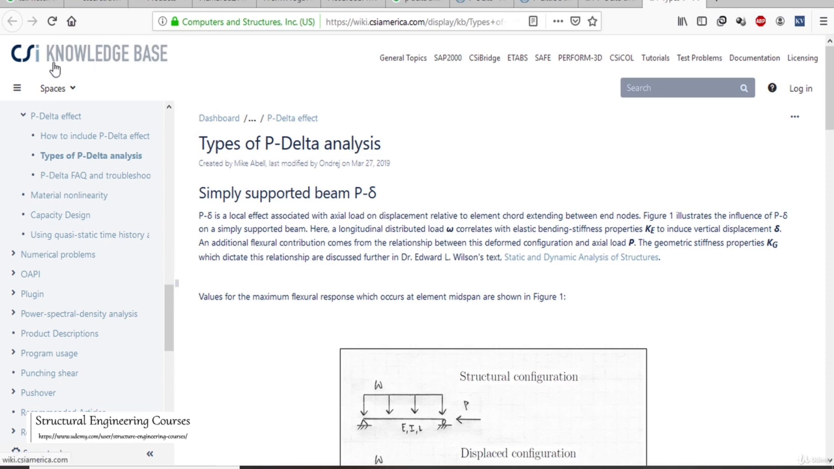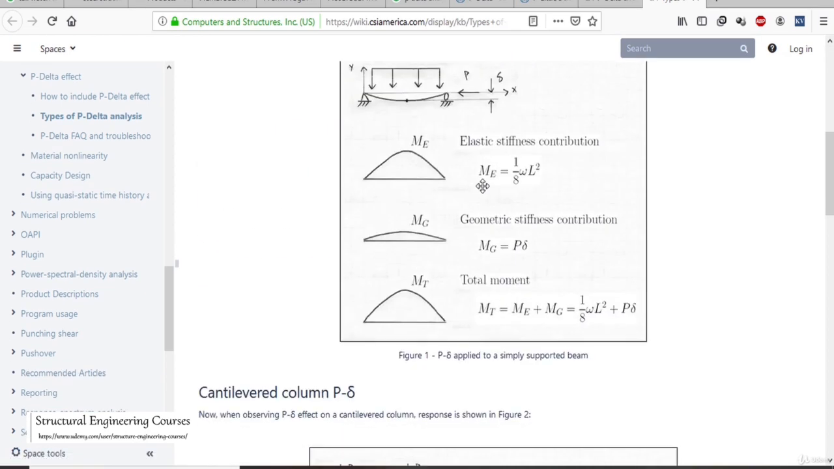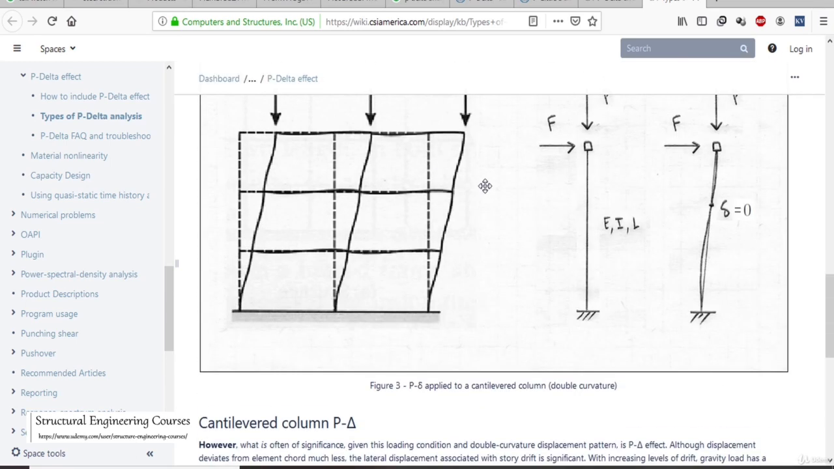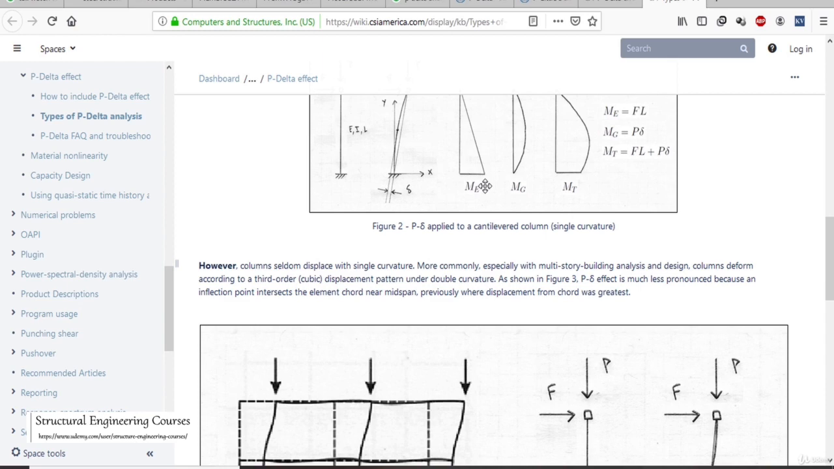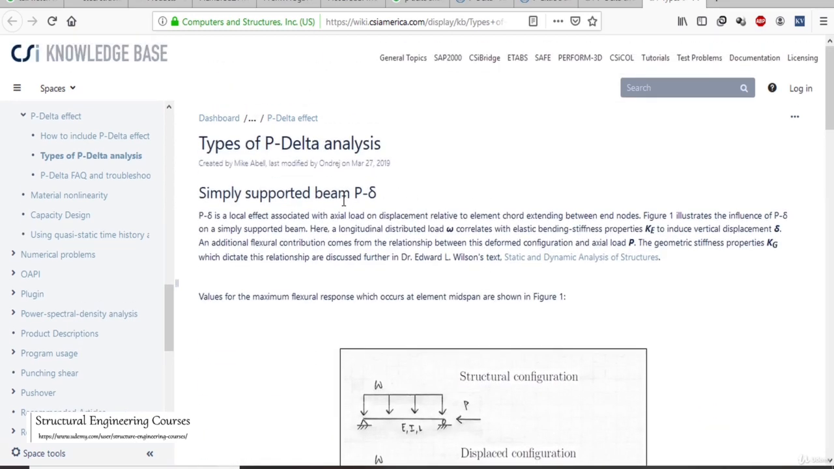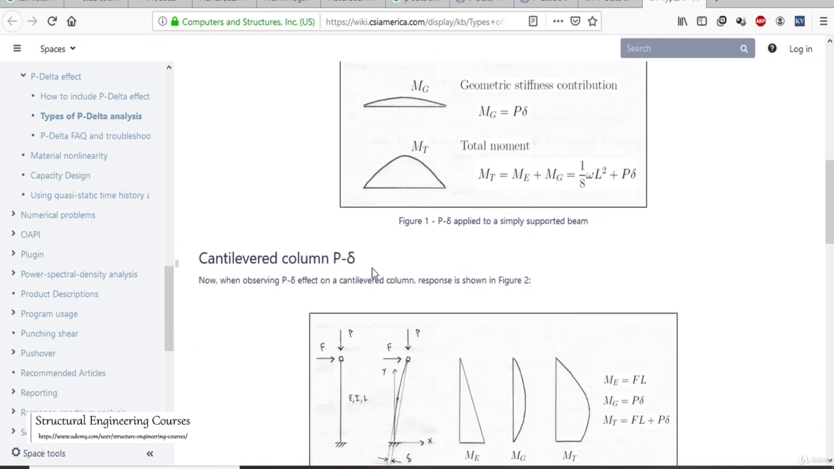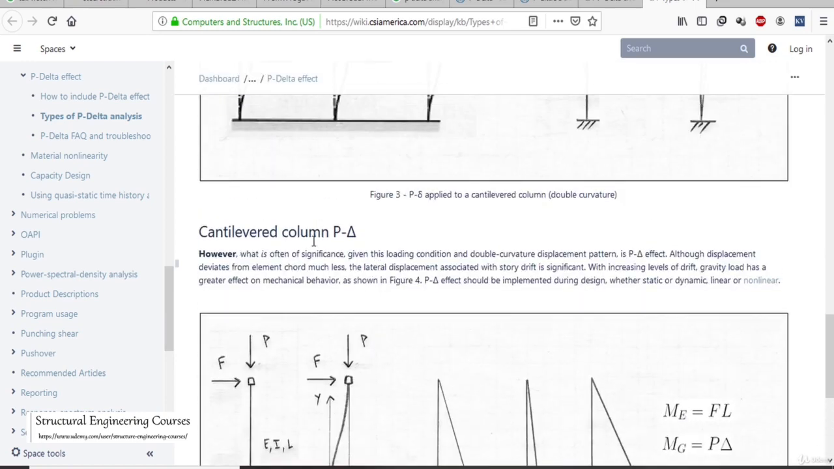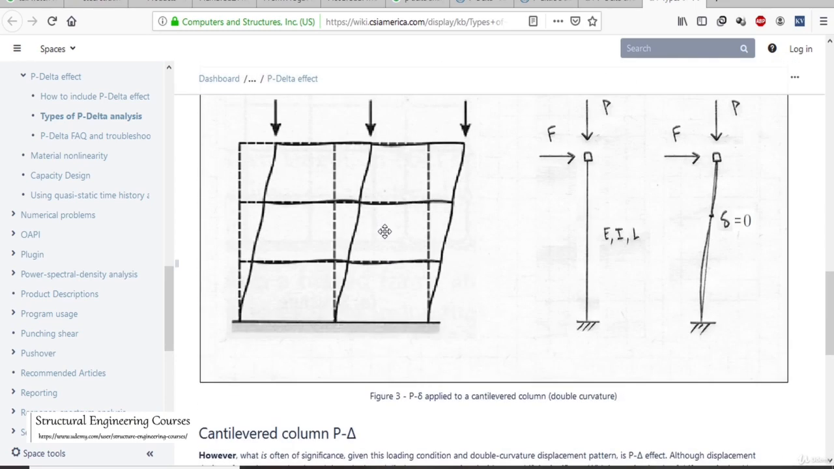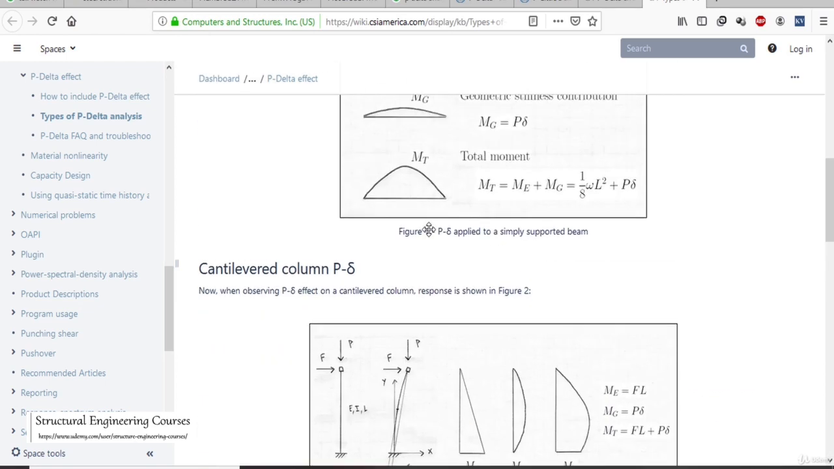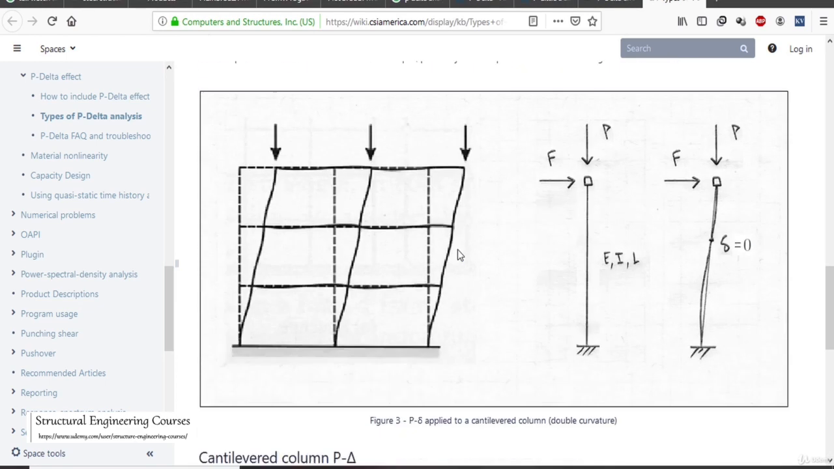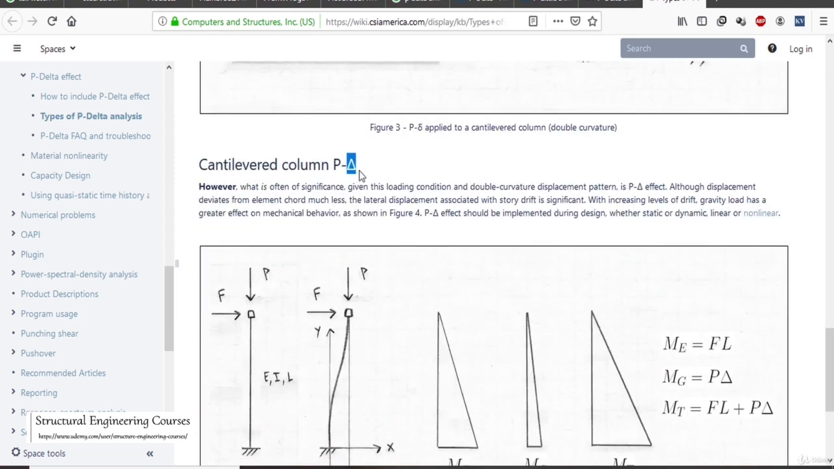First of all, I shall go to the CSI knowledge base. Here CSI has written a very good article about P-delta analysis. There are basically two types of P-delta analysis: one is the capital delta and the second is the small delta analysis. Here it shows the simply supported beam P delta, the cantilevered column P delta, and the cantilevered column P capital delta. First, you should keep in mind that this is the small delta and this is the capital delta.